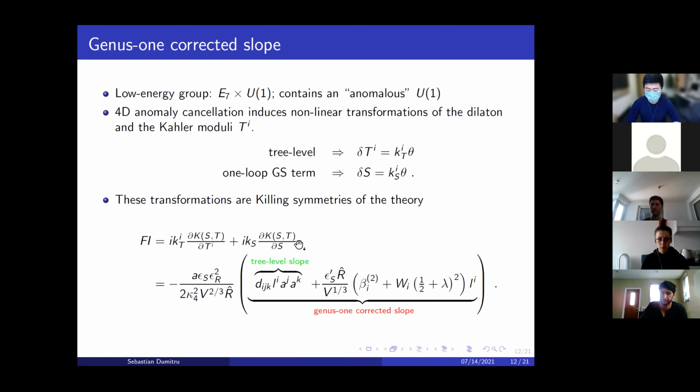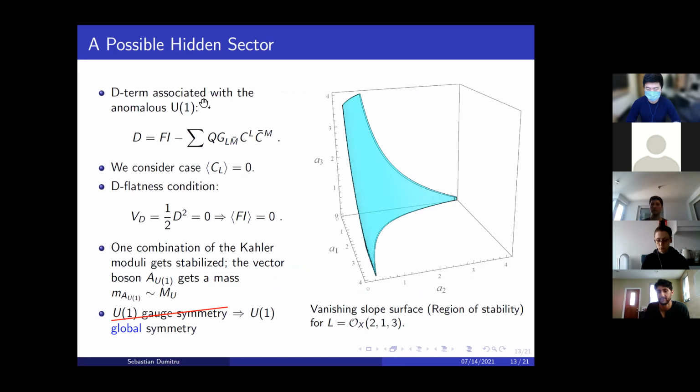So in order to have unbroken supersymmetry, this slope needs to vanish. And I can show this from a four-dimensional perspective as well. The D term associated with the anomalous U1 is given by the Fayet-Iliopoulos term minus a sum over the fields charged under this U1. There can be zero mode matter fields in the hidden sector, but we consider that we don't turn on the vevs of these fields. We consider that the bundle is really at the vanishing Fayet-Iliopoulos place in the Kähler manifold. So this flatness condition forces the Fayet-Iliopoulos term to be zero, which is exactly what the Donaldson-Uhlenbeck-Yau equation predicted geometrically.